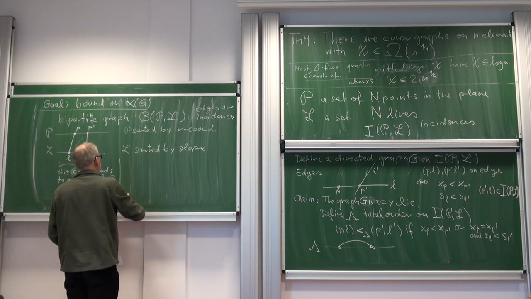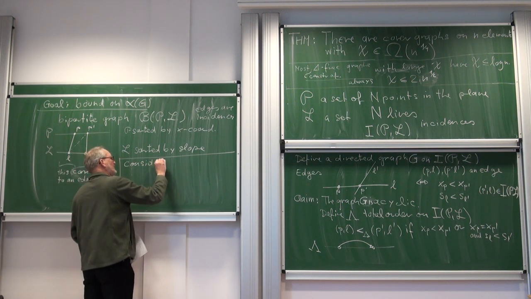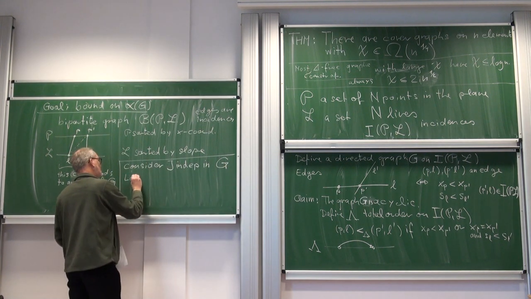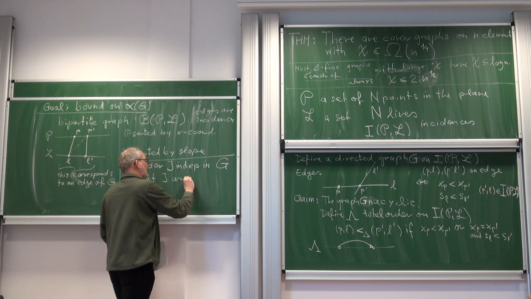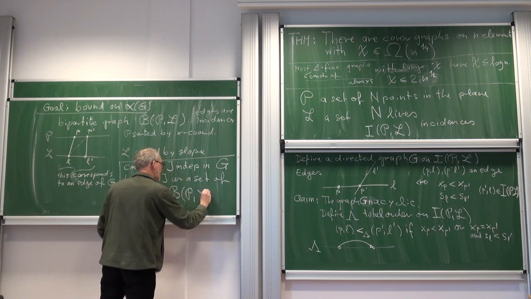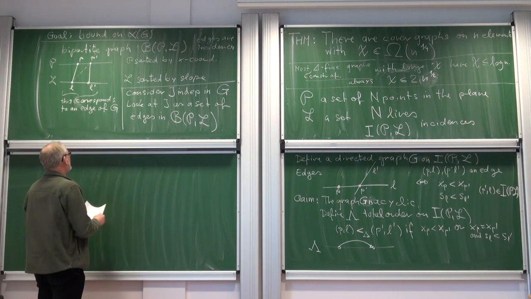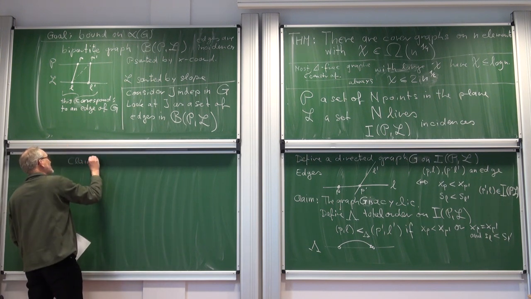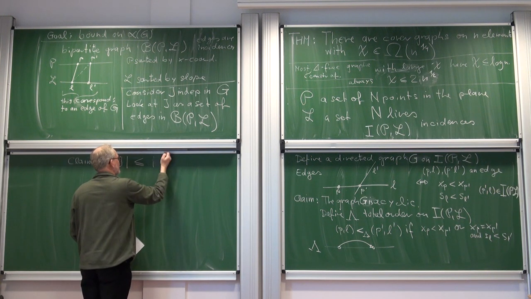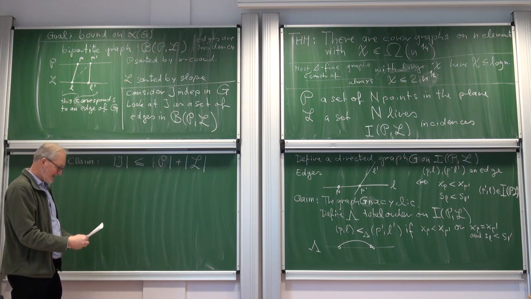Okay. And now we consider some J independent in G, and we look at J as a set of edges in B. And here is what we claim, that looking at these edges, we can prove that J is not too big. It's at most as big as P plus L. We claim this upper bound.